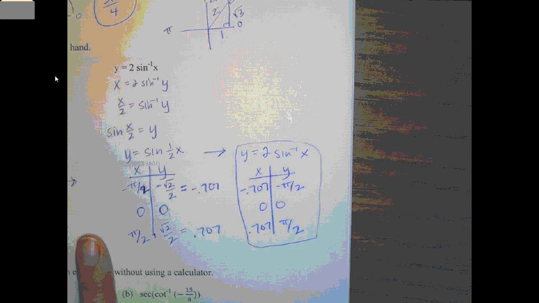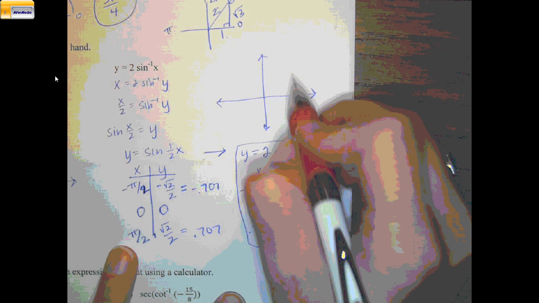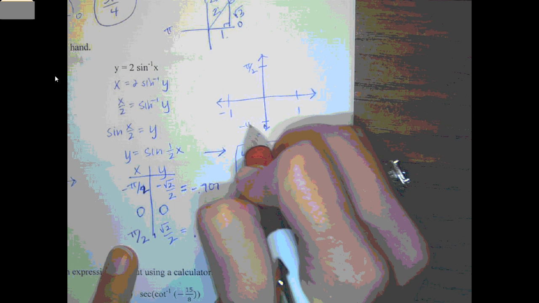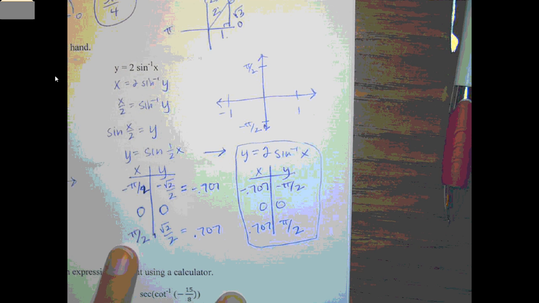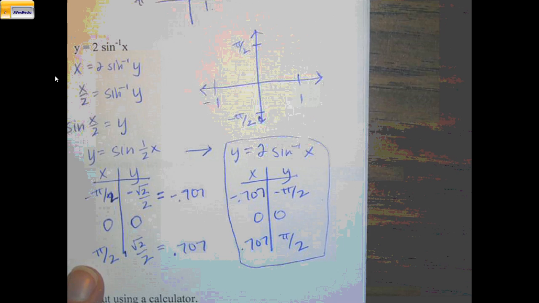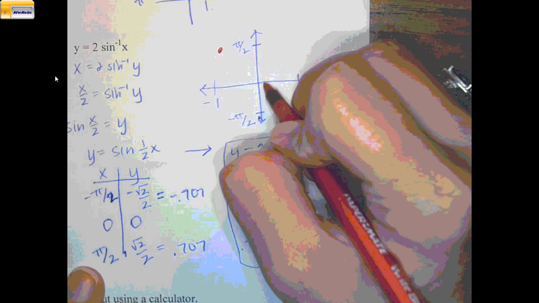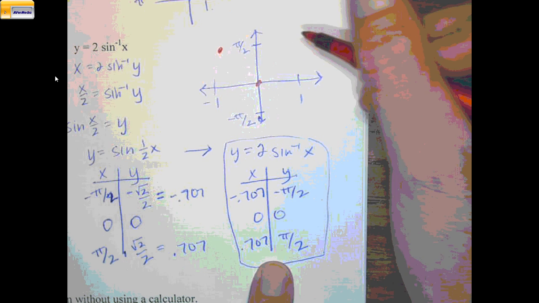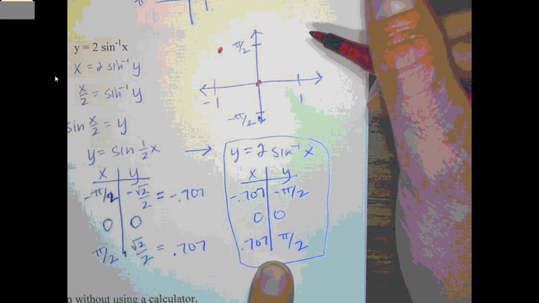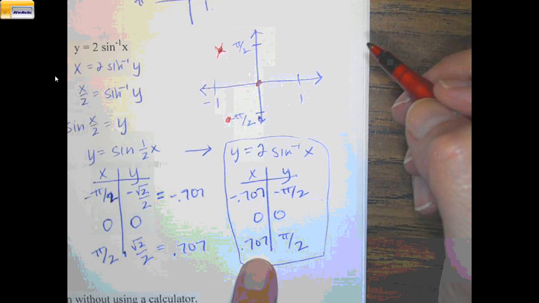So we draw our little deal. Here's 1. Here's -1. Here's pi over 2. Here's negative pi over 2. My first point is negative 0.7 comma pi over 2. So negative 0.7 comma pi over 2. 0, 0. And wait, negative pi over 2. I thought that was weird. There we go. And then 0.7 and pi over 2.